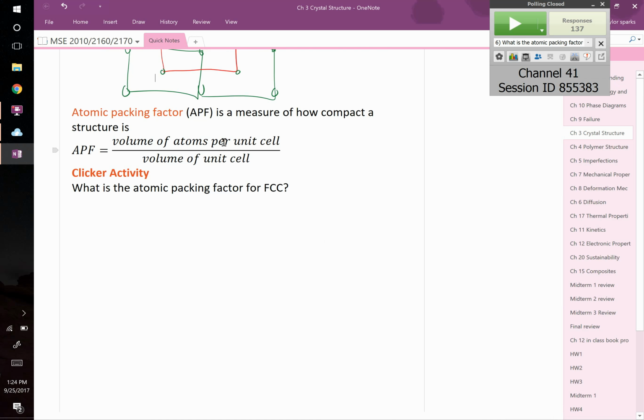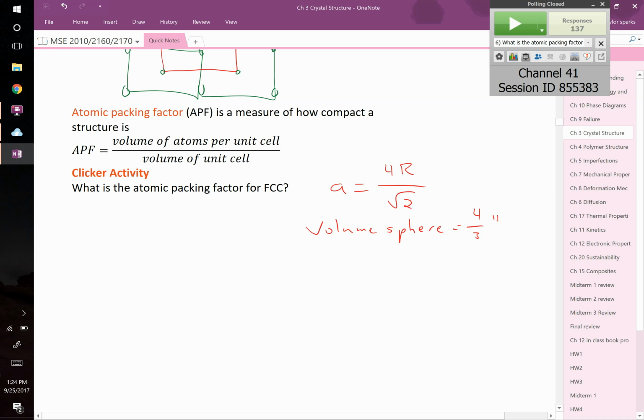What is the atomic packing factor for face-centered cubic? And to make this work, you're going to need to use this expression that we figured out before, which was that A is equal to 4 times the radii divided by square root of 2. And you remember that the volume of a sphere, because we're going to model our atoms as spheres, is equal to 4/3 pi r cubed.